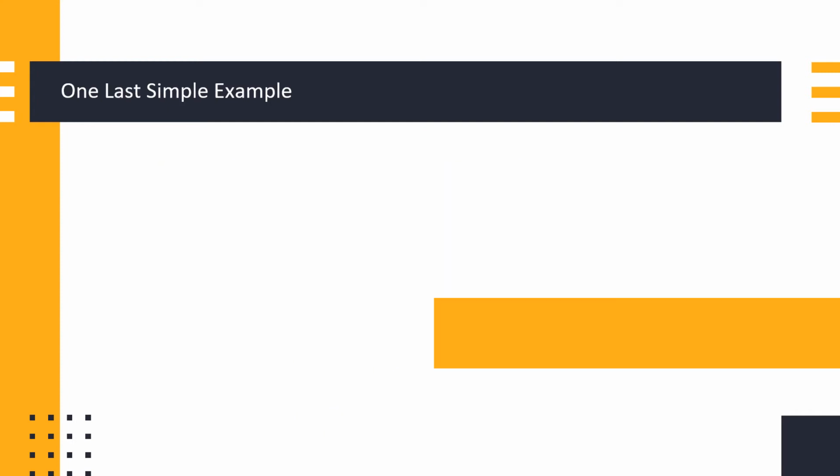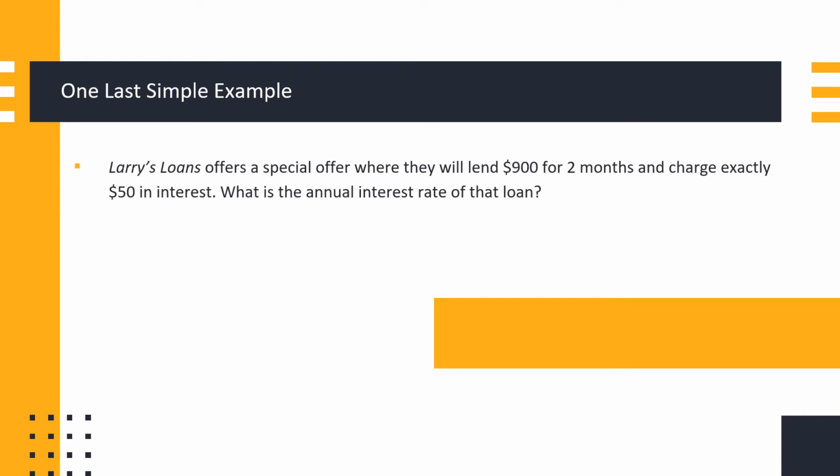Now, one of the things we can do is instead of thinking about what the interest rate is or what the total amount is, we can actually think of a slightly different problem for our last example. Larry's loan offers a special offer where they'll lend you $900 for 2 months and they charge exactly 50 bucks in interest. Now, the thing is we can ask the question, what's the annual interest rate of that loan?